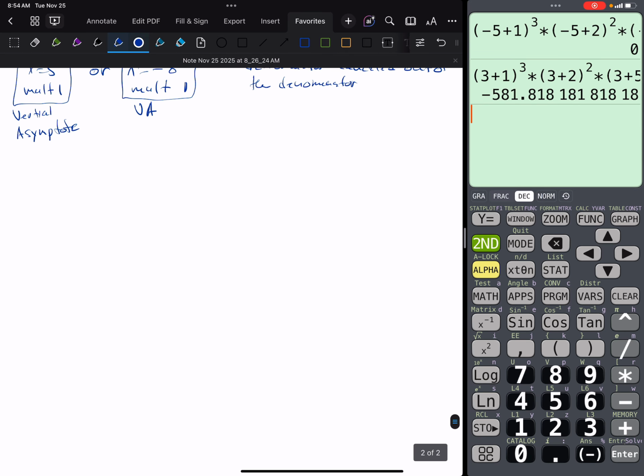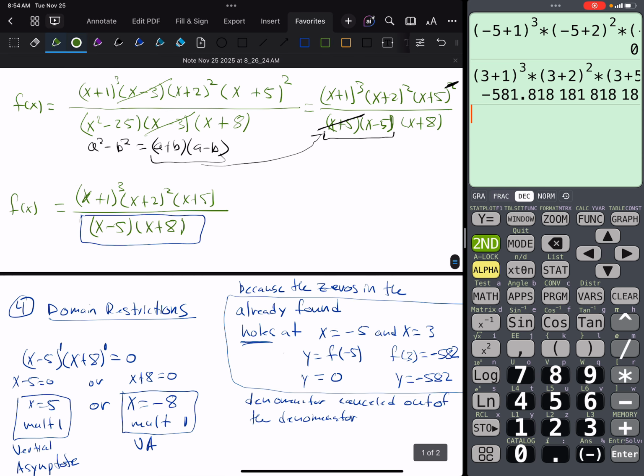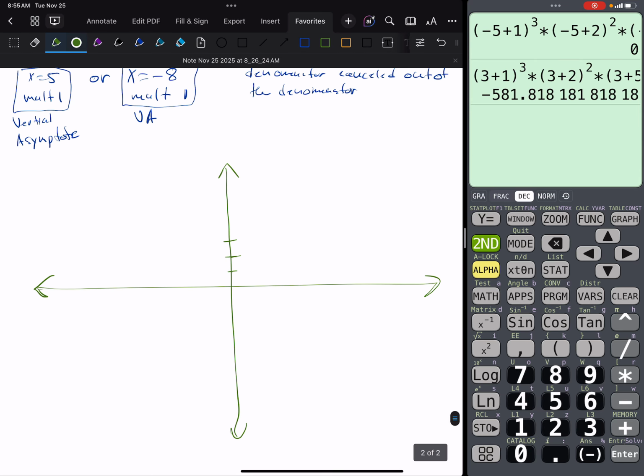And so I should be able to create myself a coordinate system here and start to fill in this information. All right, so if I start putting in some tick marks here, my y-intercept was at negative 1/2. All right, so I didn't need to go positive, I need to go negative. So 1, 2, 3, and then right here at negative 1/2, I'm putting in my dot for my y-intercept.